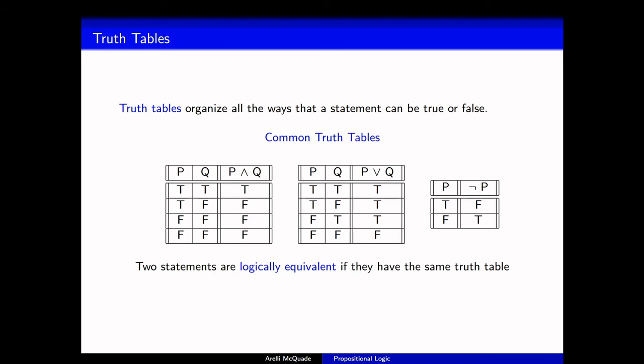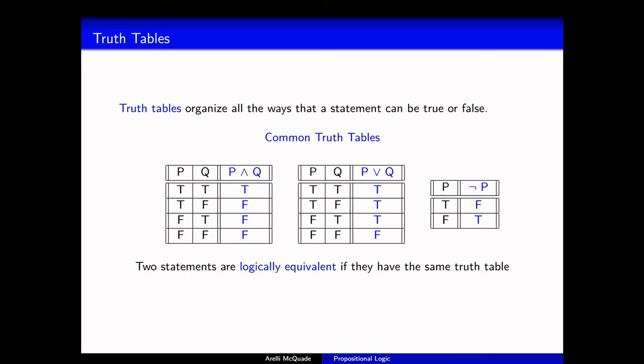Now, truth tables are a method of organizing all the ways that a statement can be true or false. The common truth tables are P and Q, P or Q, and not P. So let's take a look at just these first two columns in the first two tables. These are just the different ways we can have P and Q be true. As we can see, both P and Q can be true, just P can be true, just Q can be true, or neither of them can be true. And these are the only ways that they can possibly be true and false.